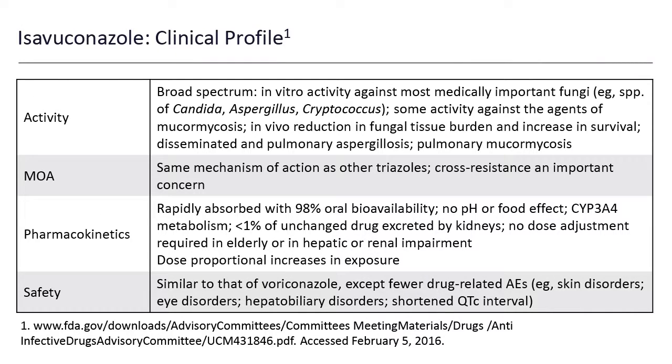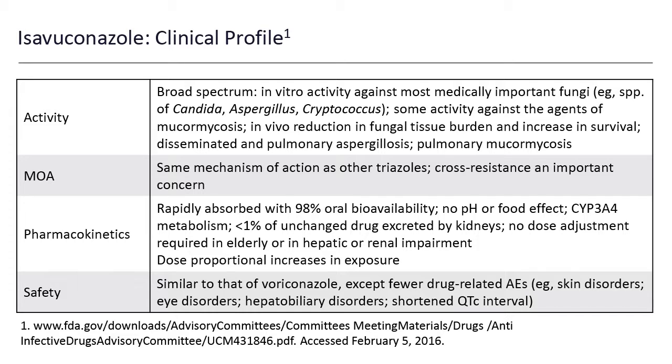And isavuconazole, which is now licensed in the United States, both as oral capsules and IV formulations, is indicated for the treatment of aspergillosis and the treatment of mucormycosis. This is a broad-spectrum azole, like the other broad-spectrum azoles, with a broad spectrum of activity against a variety of pathogens. Importantly, this is active against both Aspergillus and Mucor, which are the principal ones that we deal with. It has the same mechanism of action as other triazoles, so cross-resistance could be a concern. We need more data. It's rapidly absorbed, with 98% bioavailability.